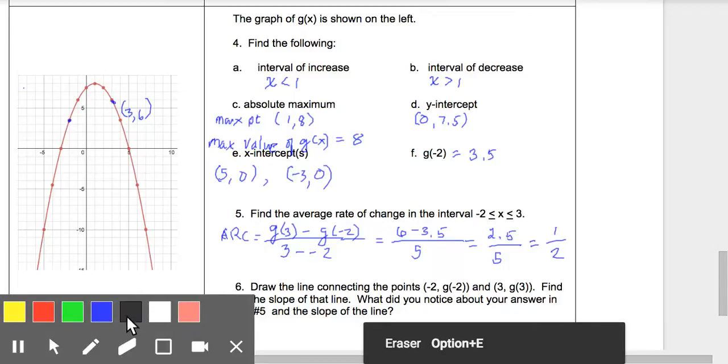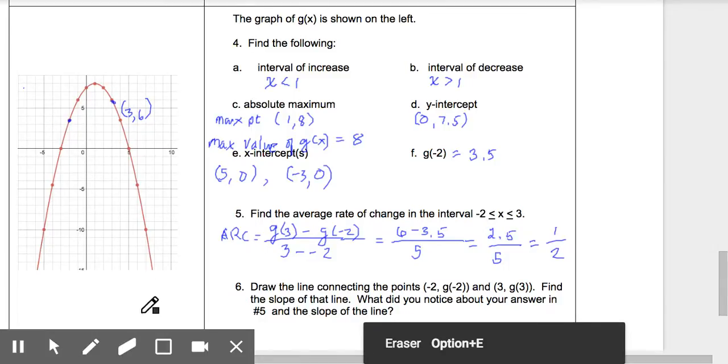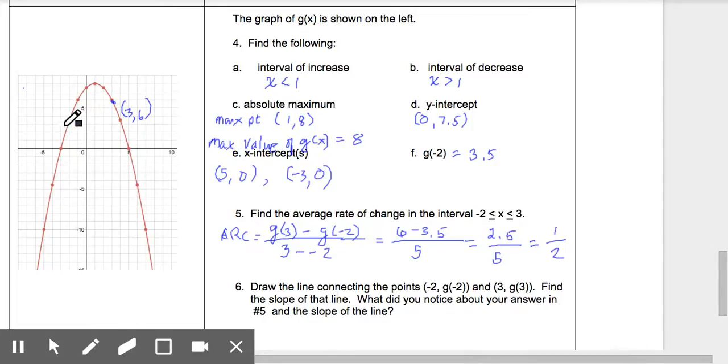Okay, so let me try connecting the points. I want to use black. Okay, there. So I need a straight line going through this. Okay, so maybe right here. Okay, nice. All right, here's the line containing the points (-2, g of -2) and (3, g of 3). All right, now it says find the slope of this line.